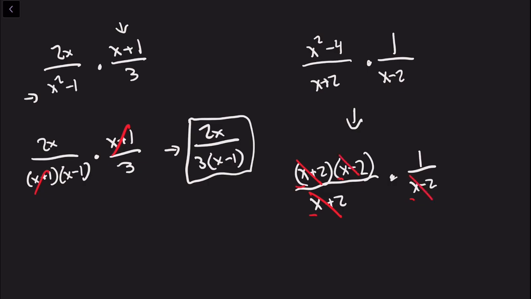So when we cancel things out, they essentially get replaced with 1, because when we're multiplying, 1 doesn't really change anything. So our final answer is just going to be 1 over 1, which is just 1. Now what happens if instead of multiplying these rational expressions, we are dividing them?